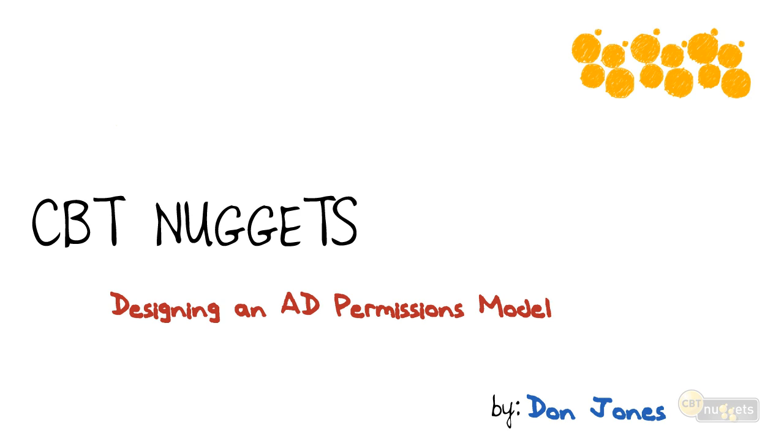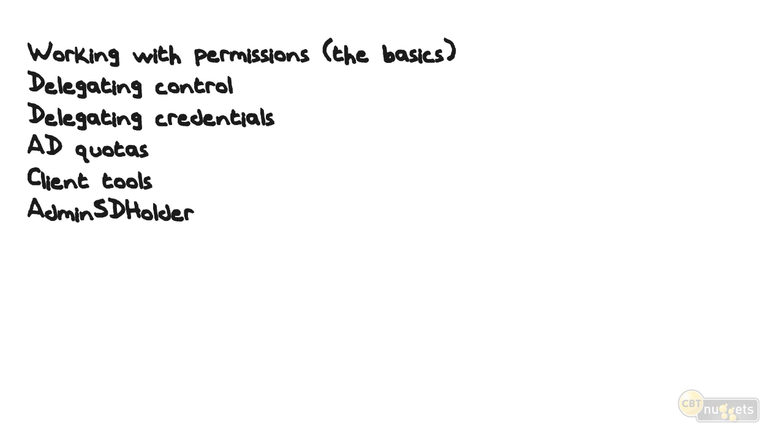Designing an Active Directory permissions model. Now, this isn't so much about how you apply permissions in Active Directory, but how you are going to choose to apply permissions. What approach are you going to take to securing Active Directory and delegating administration? We've got a variety of things to talk about, and a lot of these are going to revolve around things you can do with permissions in Active Directory, so you understand what tools you have available to you for designing your permissions model.